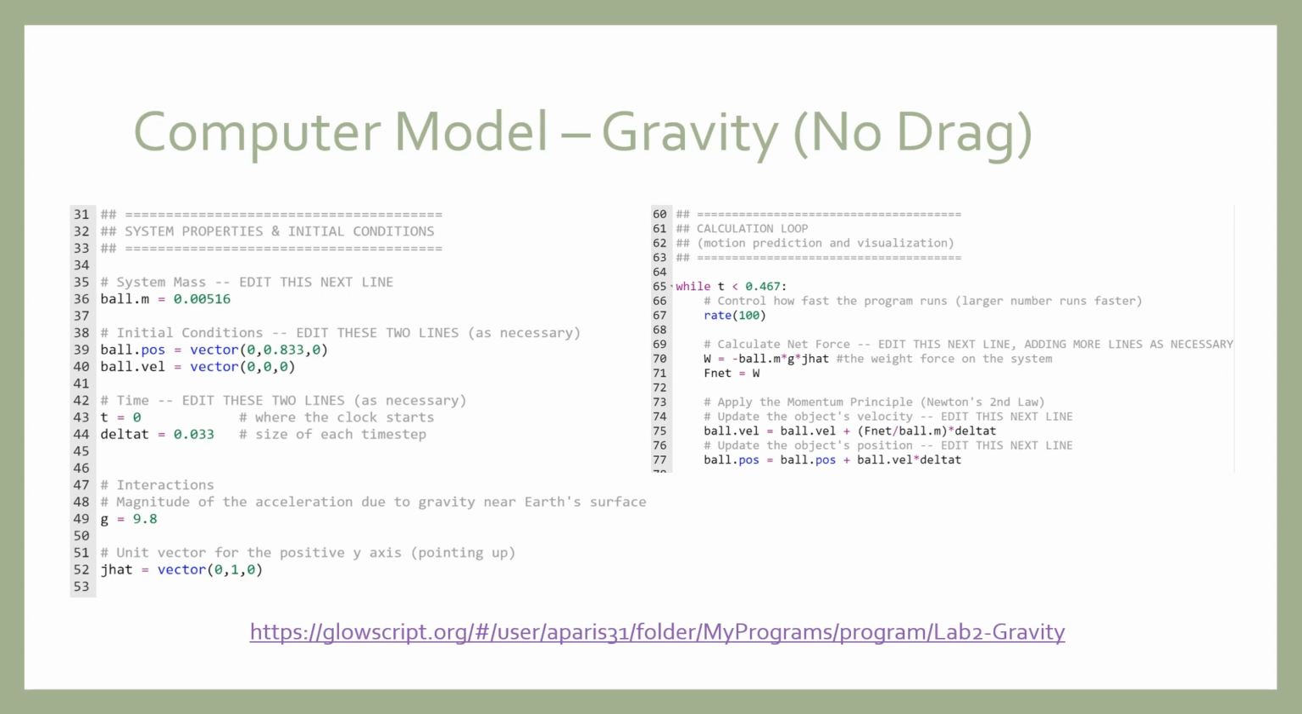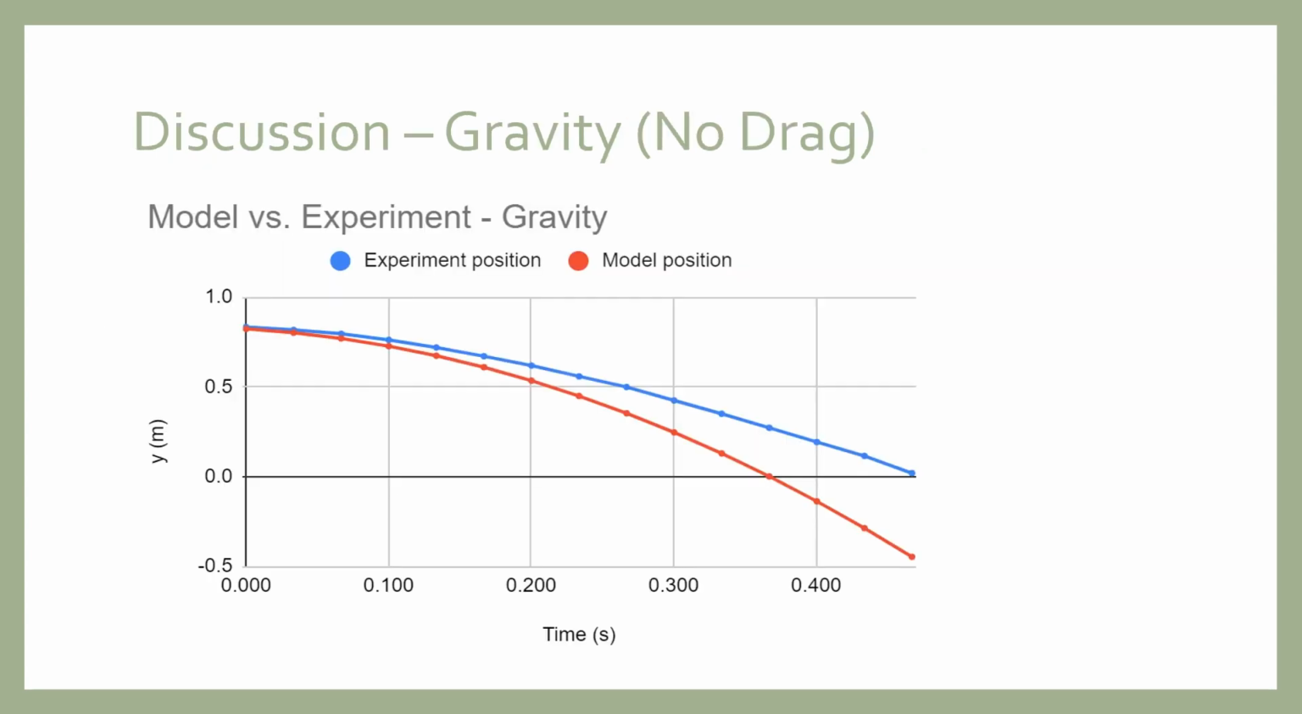In the graph, both the tracker model and computational model with just gravity were plotted against each other. Initially, as you can see, both position graphs have the same slope, but as we know, the slope of a position graph is equivalent to its velocity. And as time increased, the experimental line deviated from the computer model line.